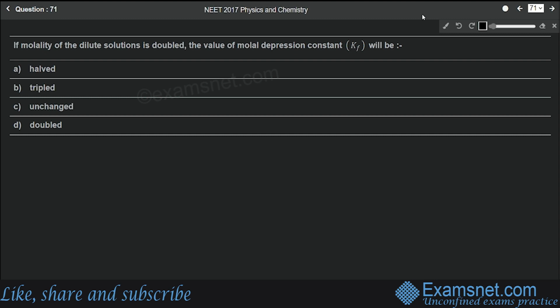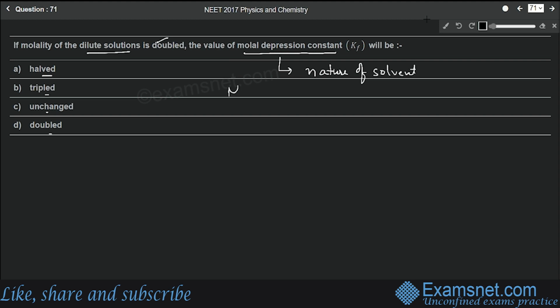Question number 71 is from the chapter Solutions, and the question is, if molality of the dilute solutions is doubled, then the value of molar depression constant, that is Kf, will be. Options are halved, tripled, unchanged and doubled. So we know that molar depression constant depends on the nature of the solvent only. Okay, nature of solvent. It does not depend on the concentration of the solution.